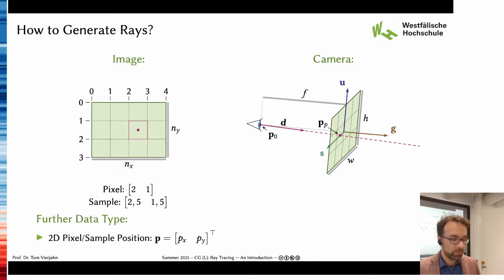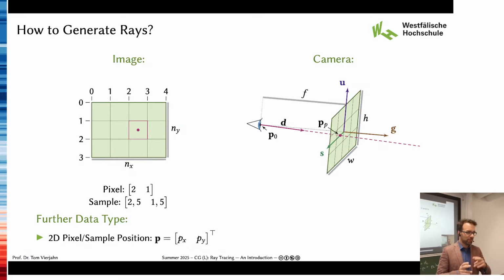Well, if we have another data type, just to make it a bit more type safe, we need 2D vectors and interpret them as pixel positions or sample positions. You could even say I have pixel positions, which are 2D integer vectors. And from those 2D integer vectors, I can generate samples, 2D floating point vectors.